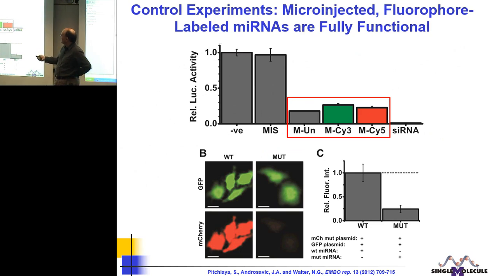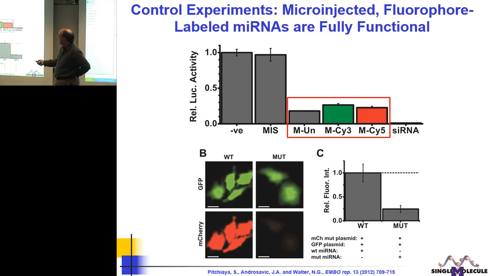And the bottom line here is, this is a transfection experiment, I should say, also. The bottom line is that when we have a matching microRNA and messenger RNA target, you get this repression without fluorophore attached. But if you put the green or the red fluorophore, the Cy3 or Cy5 one there, we get almost the same expression level. This depends a little bit on the cell type.